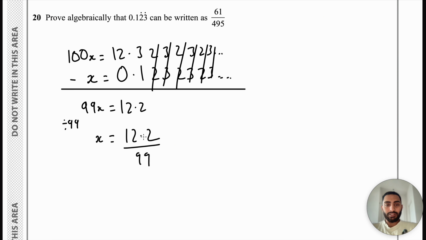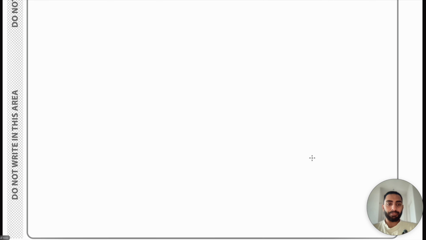Right now, I have a decimal in a fraction, so I want to get rid of this decimal. I could multiply both the top and the bottom by 10 to get equivalent fractions. So 12.2 multiplied by 10 would give me 122. 99 times 10 would be 990. So it looks very similar to this, but we just need to simplify it. If I divide both of these by 2, 122 divided by 2 would be 61, and 990 divided by 2 would be 495. So you've proved it correctly.